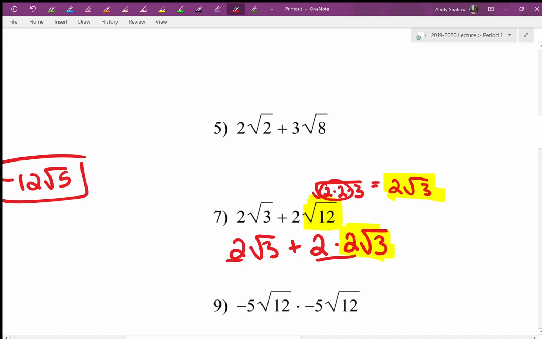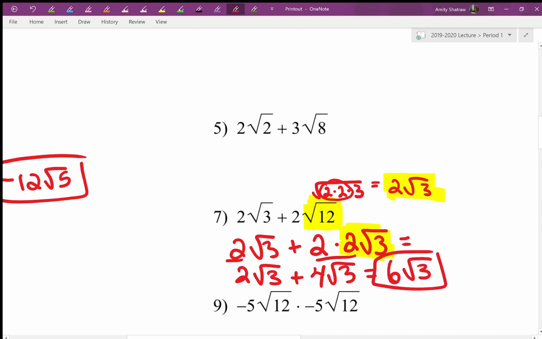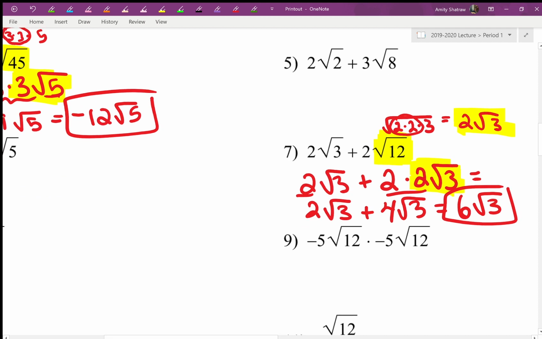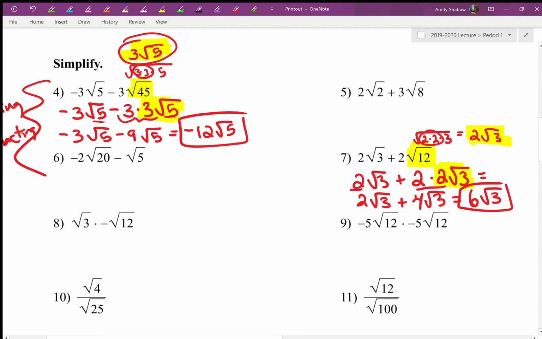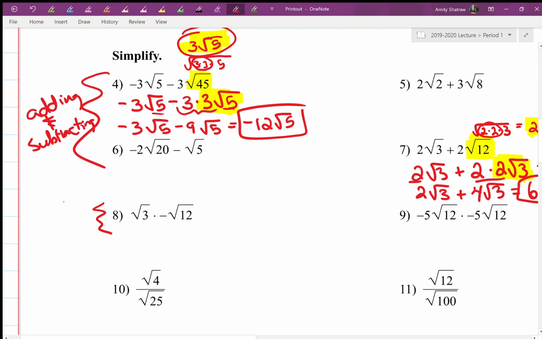All right, so I'm going to say then that I have 2 times the square root of 3 plus these guys should be multiplied together. 2 times 2 is 4 times the square root of 3. And 2 plus 4 is 6 times the square root of 3. And that's my answer for that. So all of those are adding and subtracting. And then the next two, 8 and 9, those are multiplying. And on your notes, you might want to remind yourself to put them into a single radical first.